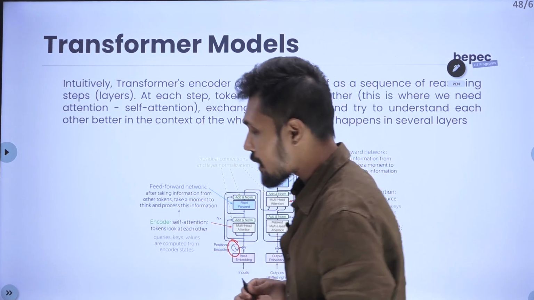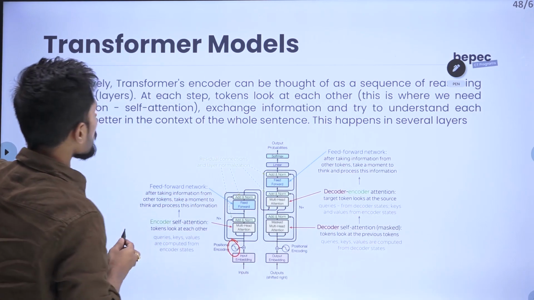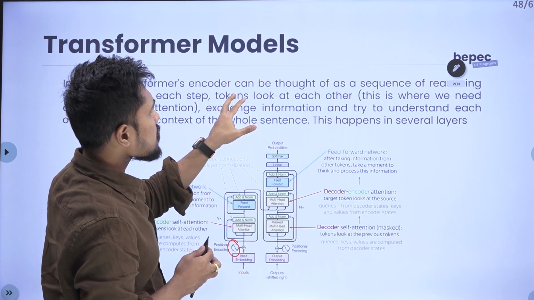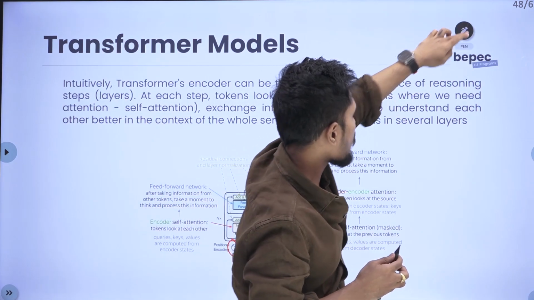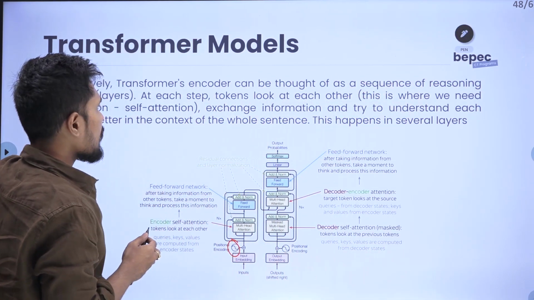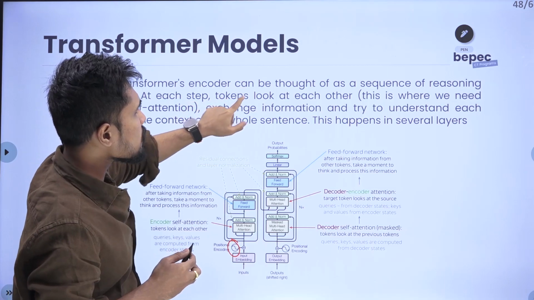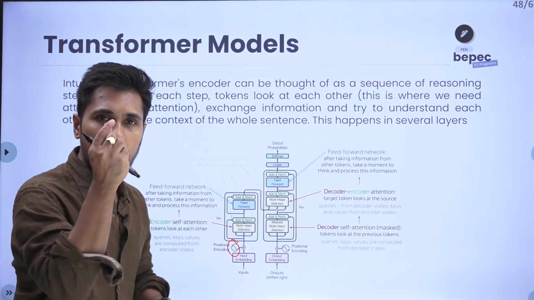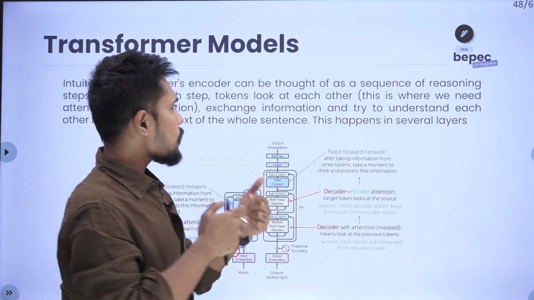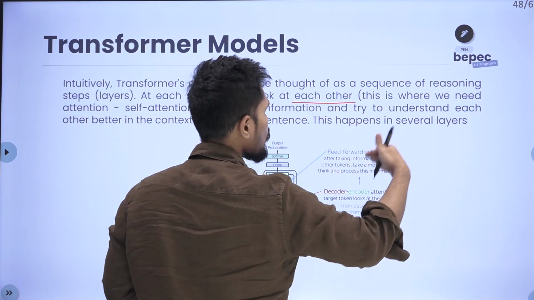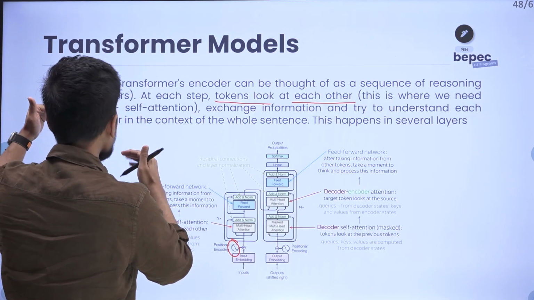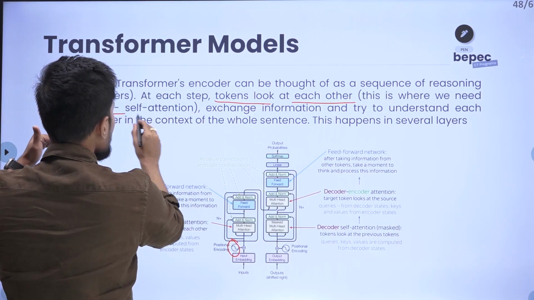In a simple understanding, intuitively, transformer encoders can be thought of as a sequence of reasoning steps. At each step, tokens look at each other. So now each word is looking at each other, and this is very important. Tokens look at each other. This is where we need attention, and that attention is called self-attention.